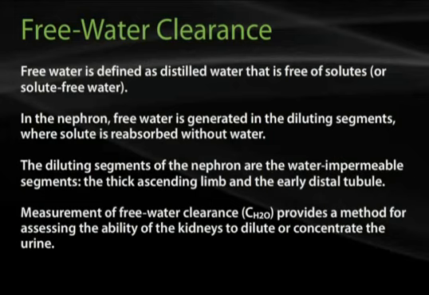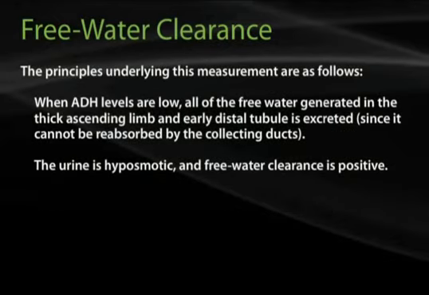Measurement of free water clearance, referred to as C subscript H2O, provides a method for assessing the ability of the kidneys to dilute or concentrate the urine. The principles underlying this measurement are as follows.